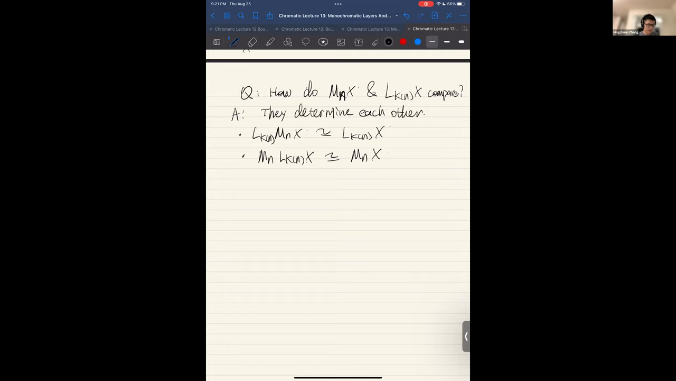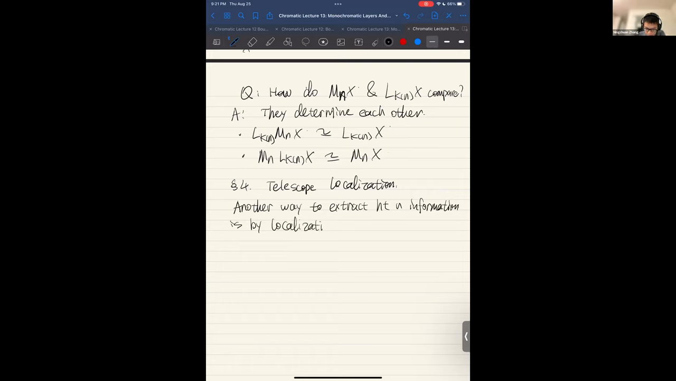There's another localization that's very important called the telescope localization. So another way to extract height n information is by localization with respect to those finite complexes that Yutao introduced yesterday, complexes of type n. So, well, there are many complexes, and the construction is definitely not so canonical.